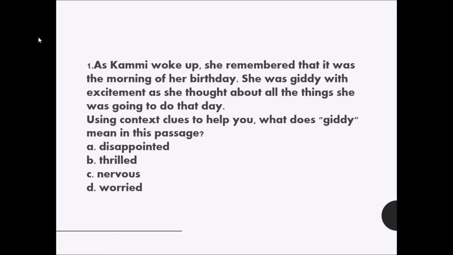So the first question is, "As Cammie woke up, she remembered that it was the morning of her birthday. She was giddy with excitement as she thought about all the things she was going to do that day." Using context clues to help you, what does giddy mean in this passage? Is it A, disappointed, B, thrilled, C, nervous, or D, worried? I'm going to give you a few seconds to come up with an answer.